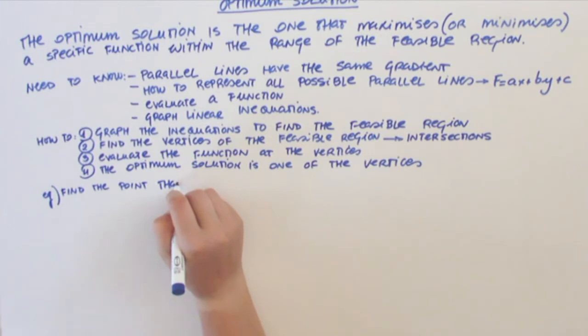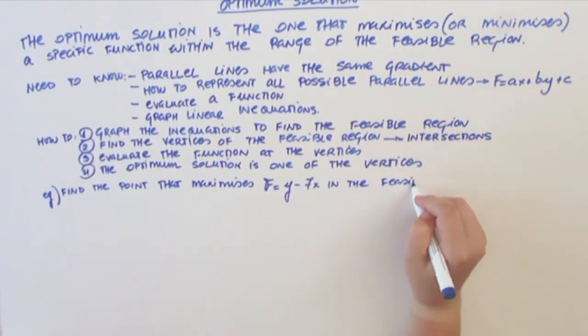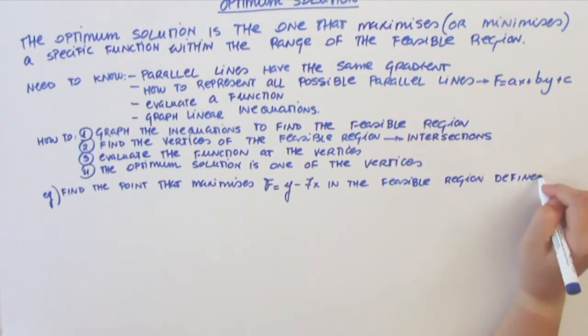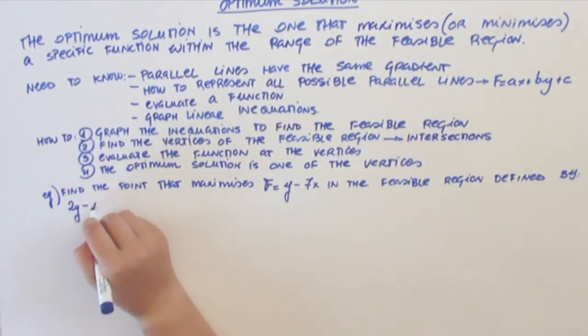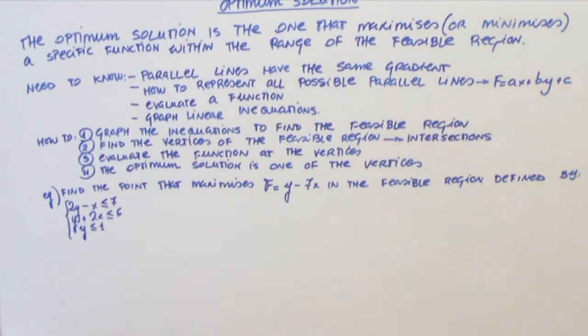Let's see that on an example. Here they ask me to find the point that maximizes the function f equals y minus 7x in the feasible region defined by those system of inequations.